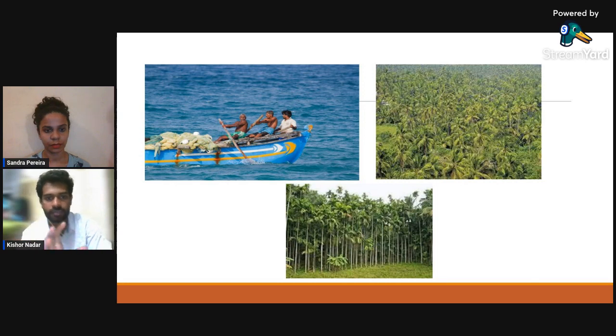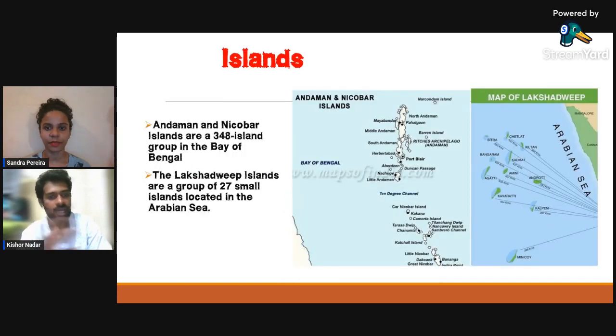The fishermen, coconut trees, coconut export and import, export only. So production of coconut is very high, and also the areca, the supari. So in economical aspects, these are plantations, and the staple food will be fishing, fish, fishermen. If we talk about islands, in islands we have Andaman and Nicobar, these are also different biodiversity.